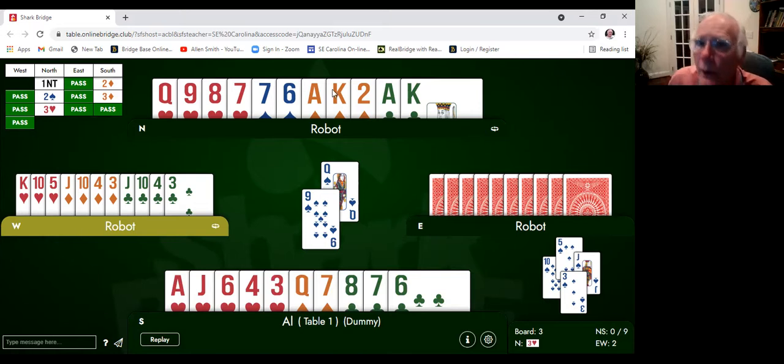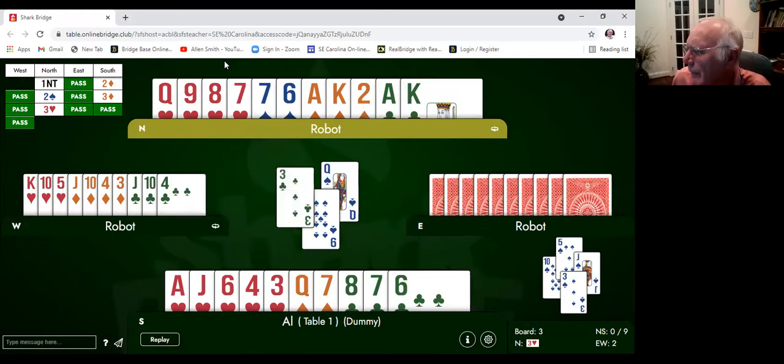Notice I said he looks at the dummy. Well, no, he can't. He looks at the dummy up here. Well, that's not the dummy. The dummy's down here. He looks at the dummy and sees the queen of diamonds and 8, 7, 6 of clubs. Says, okay, I'll tell my partner I want a club, because maybe I can complement my partner's hand with my queen. So he says, okay, give me a club.